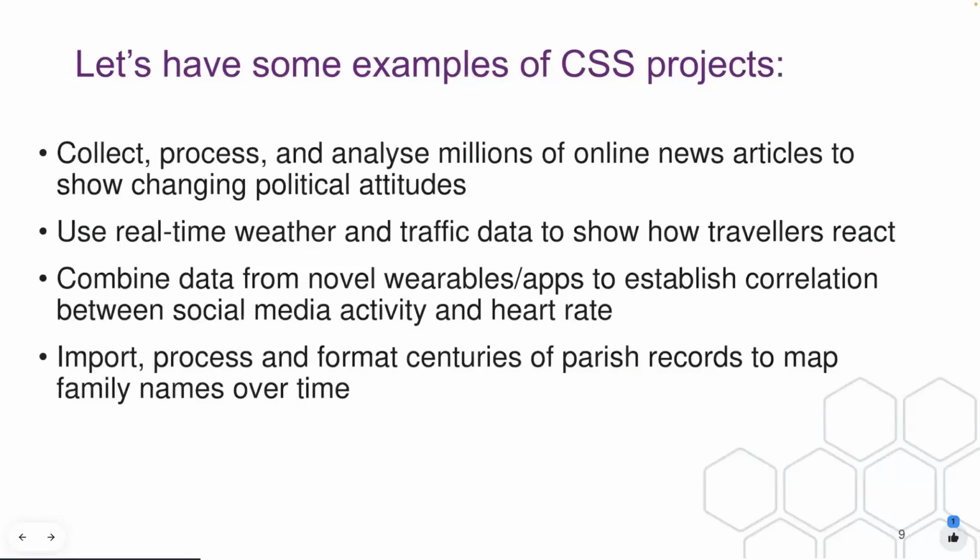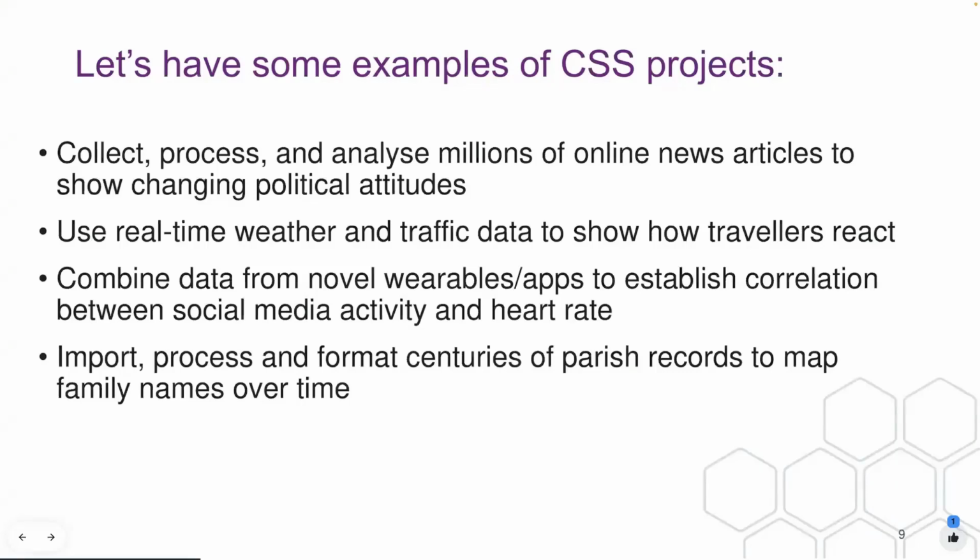And we have some other examples, which include combining data from novel wearables or apps. You can think of things like Apple Watches and Fitbits, to establish a correlation between social media activity and heart rate. That could be aiming to answer a social science question about how people feel about certain images. You could look at how they react. Are they mostly positive or negative feelings? Are they feeling irritated? And so on.